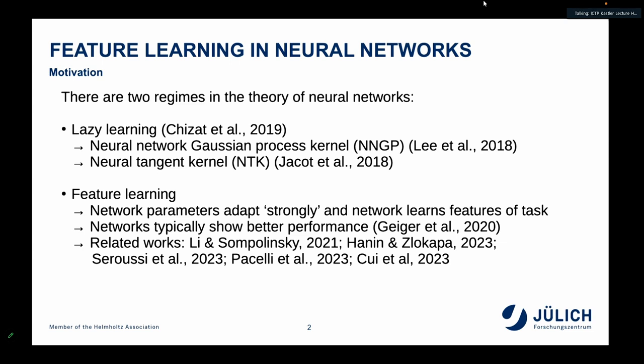On the other hand, in the feature learning regime, network parameters adapt strongly to the data, and therefore we expect them to, in some sense, learn features of the given task. Also in this regime, neural networks typically show better performance than in the lazy regime. There are also some other perspectives on this, and I think some of the authors are present here, so if you want to talk to them, check it out.